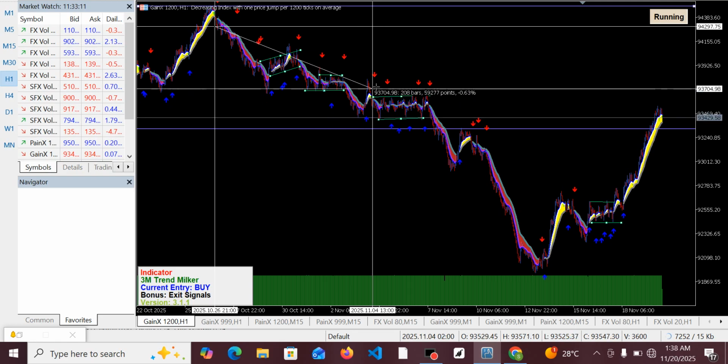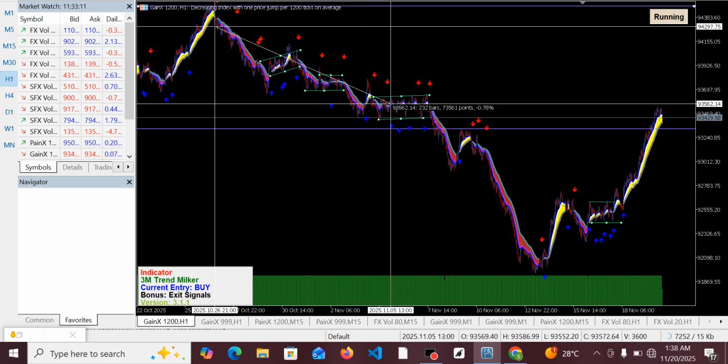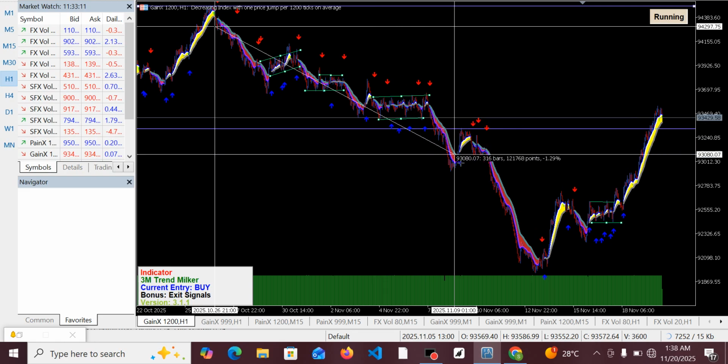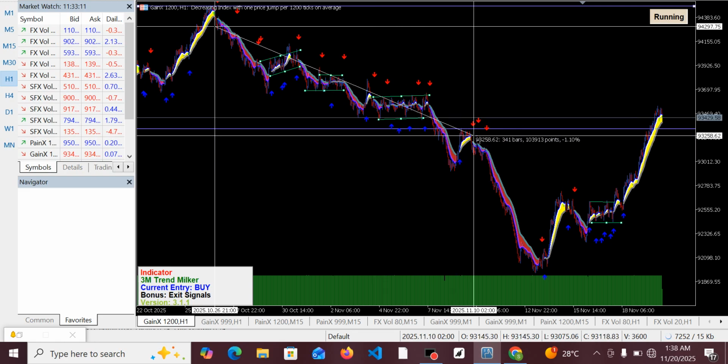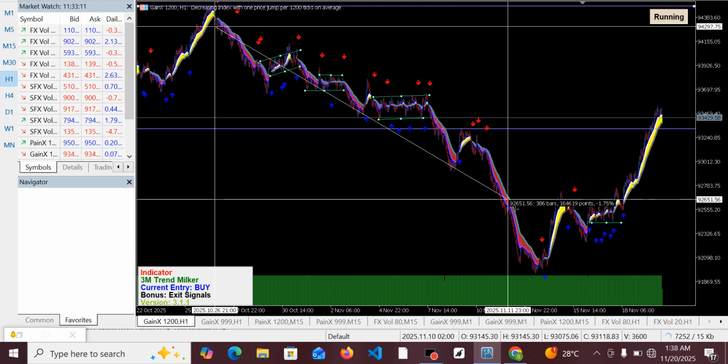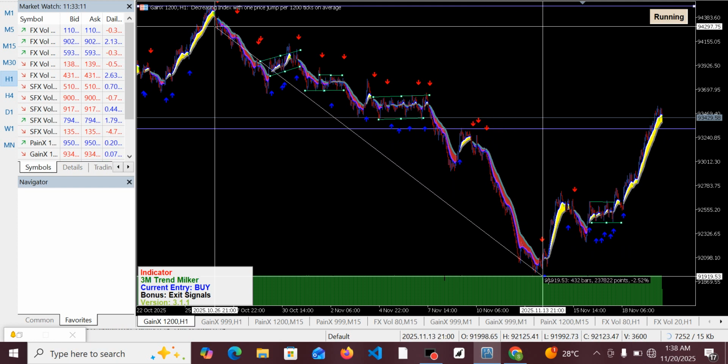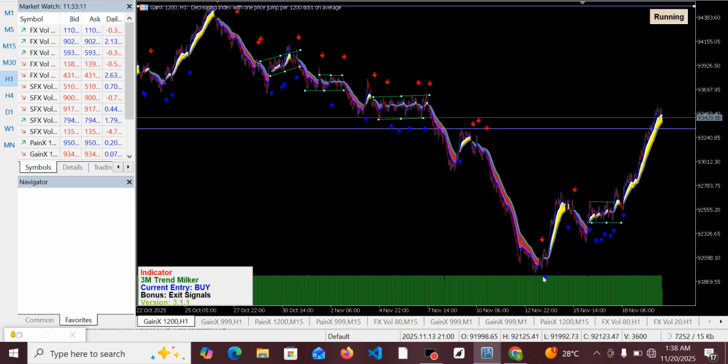Here is another pullback. You will still be in profit. After the pullback, it will continue with the trend. Here is another pullback. You will still be in profit. After the pullback, it will still continue with the trend, and that is the beautiful part of it. So that is why it is important you follow the trend, the signal that supports the trend.